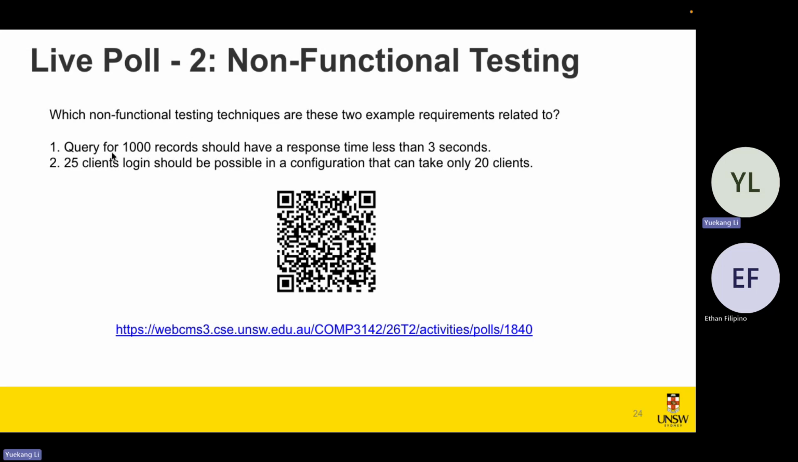The first one is: if we query 1,000 records, it should have a response time less than 3 seconds. And the second one is: let's assume that the system can only take 20 clients. Then we test the system with 25 clients.